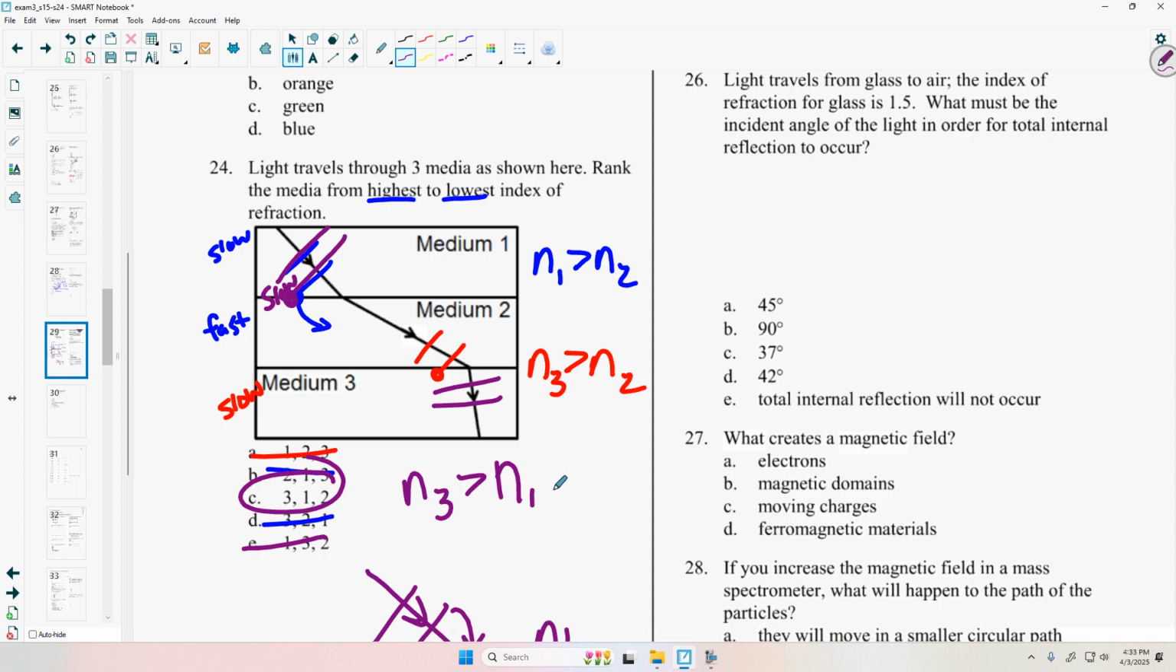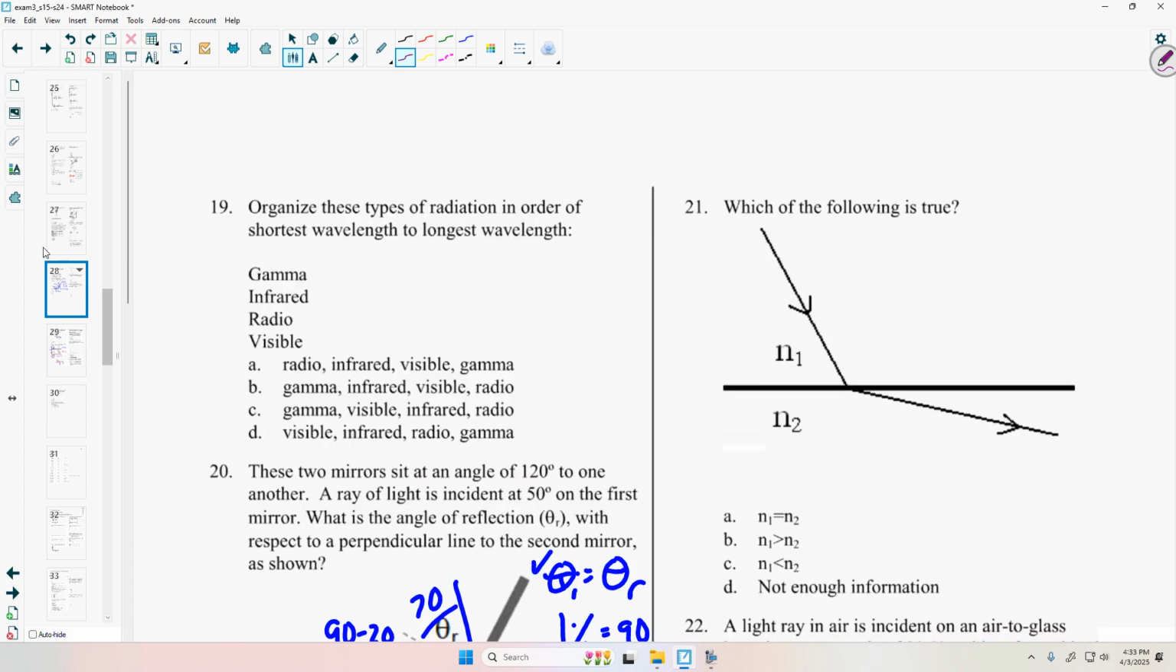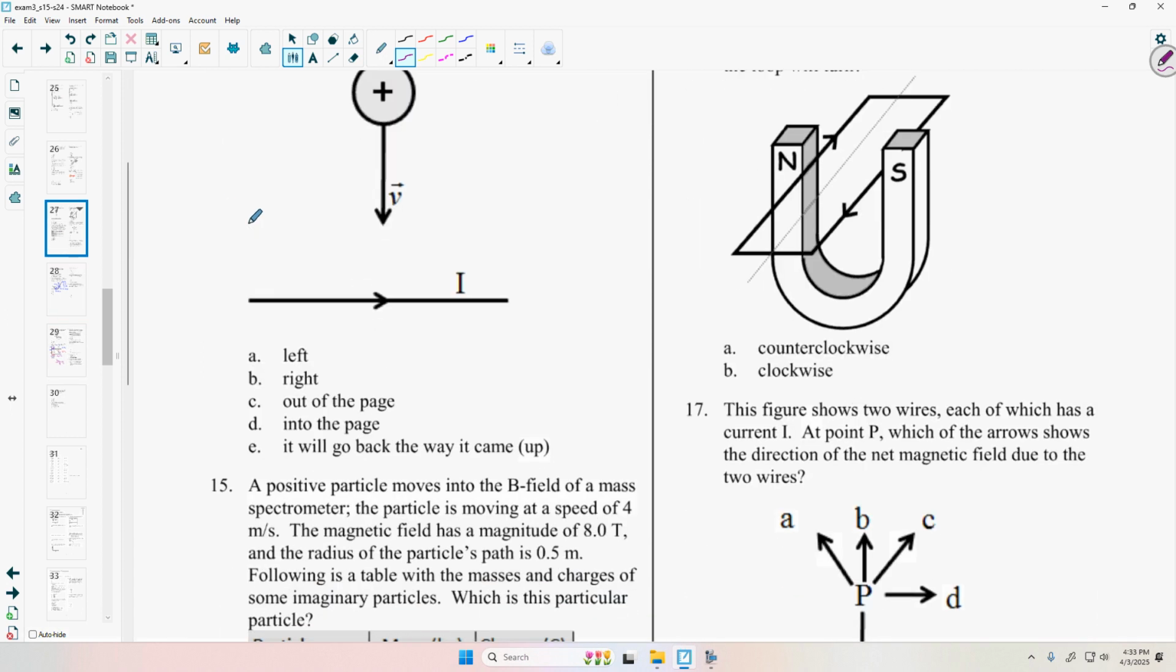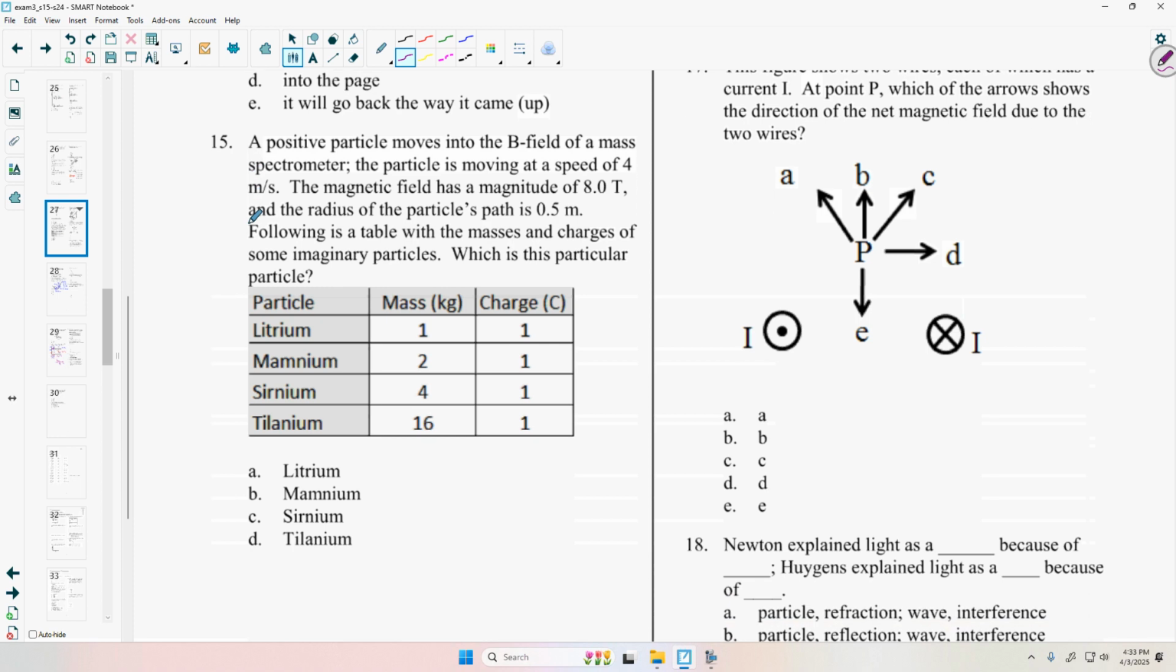Yeah. 2020. Is this 2020? Yeah, 15. It's 15 on 2020. We're good? Okay. All right.